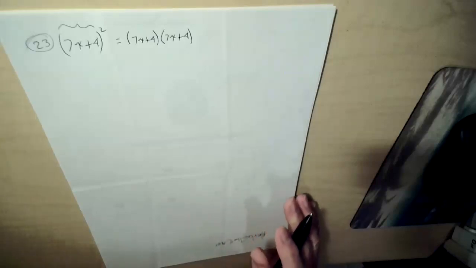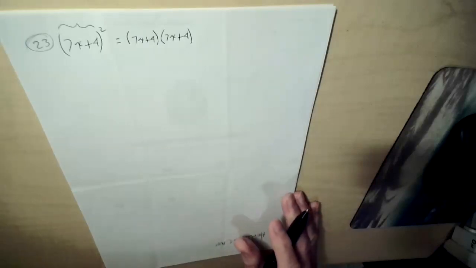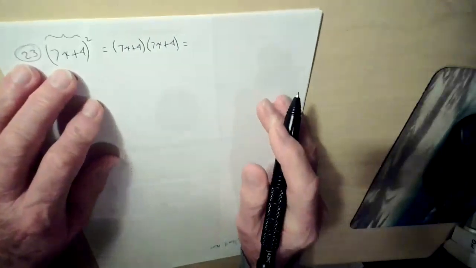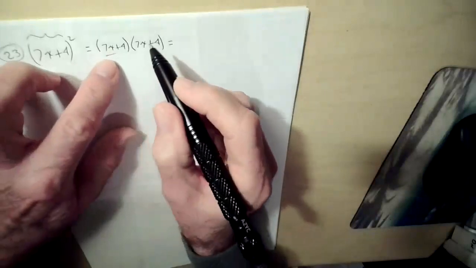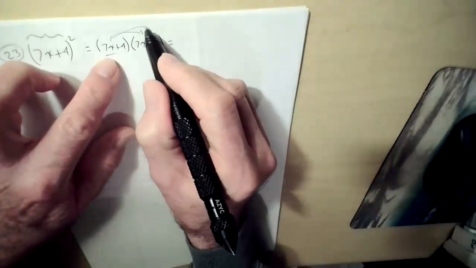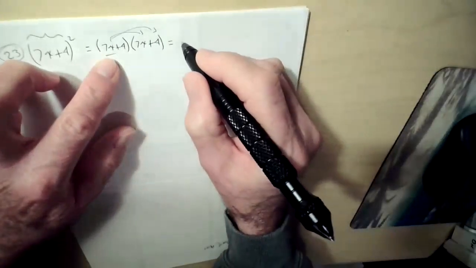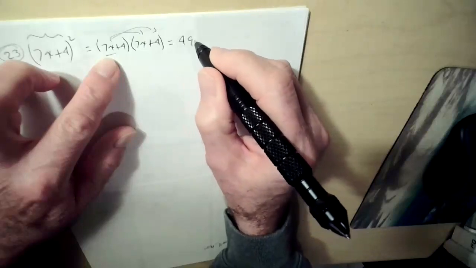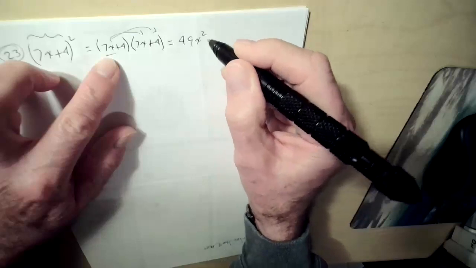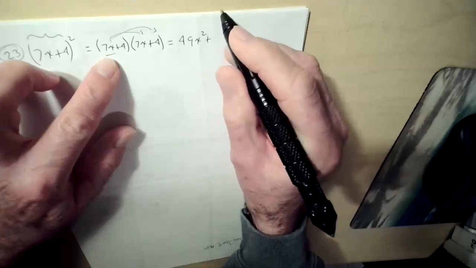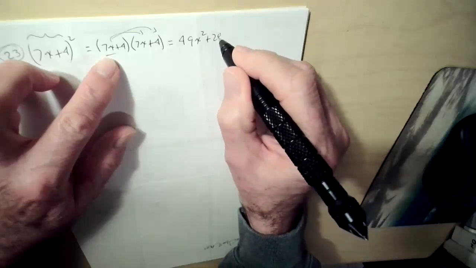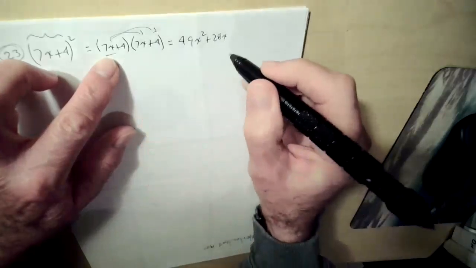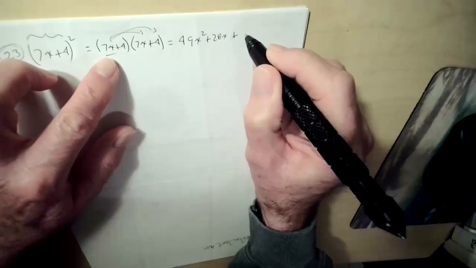Right? Distributive property, super duper whiz bang important, and thankfully very, very easy. Okay, so we do 7x times everything over here. And that's, where's that, 49x squared plus 28x. Okay.